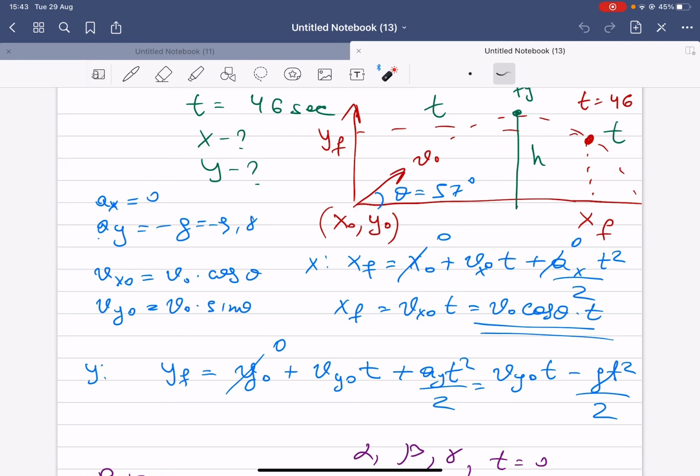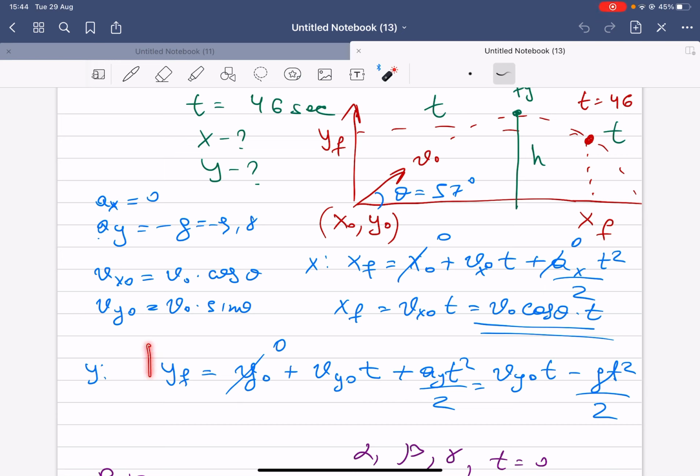So you end up with x final equal to vx initial times t, and we also know that vx initial is equal to v initial cosine theta. So by plugging in those given values, you will get the x final position at a time of 46 seconds.